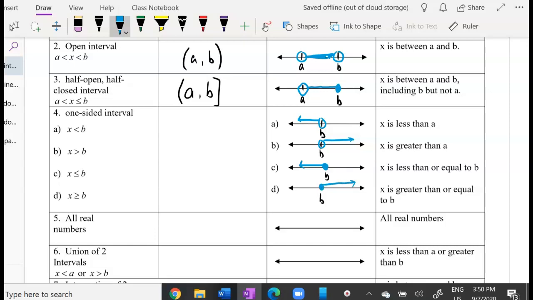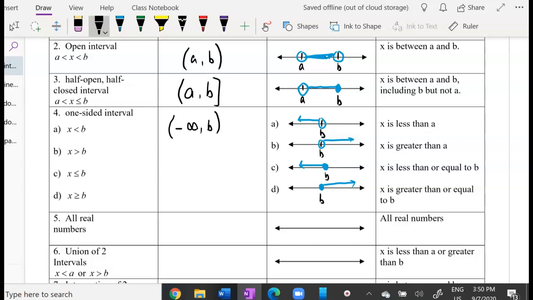And as far as interval notation, when it's less than, the arrow here implies that it's going all the way to negative infinity. So when we make our interval notation, we use negative infinity, and we never count that as a number because it's not a number, so it's always open. So negative infinity up to b, and we're also not going to include b.